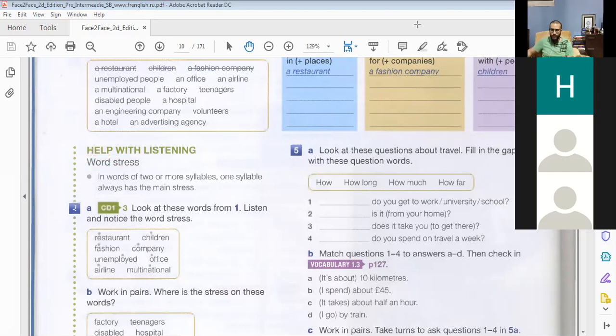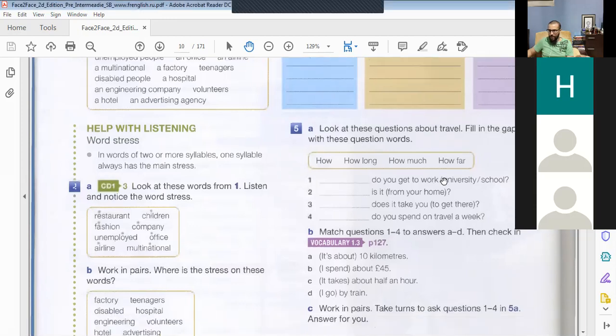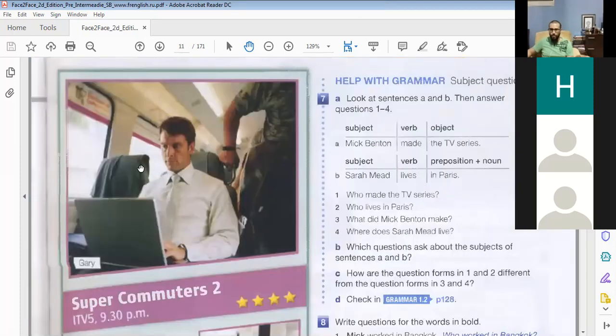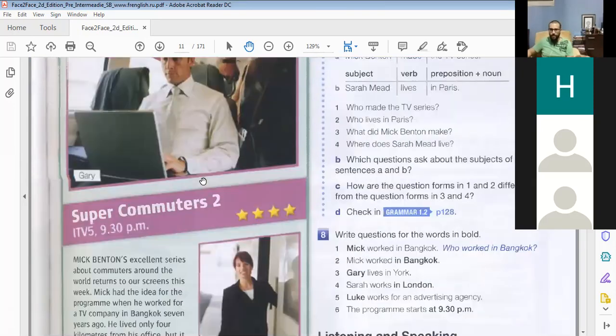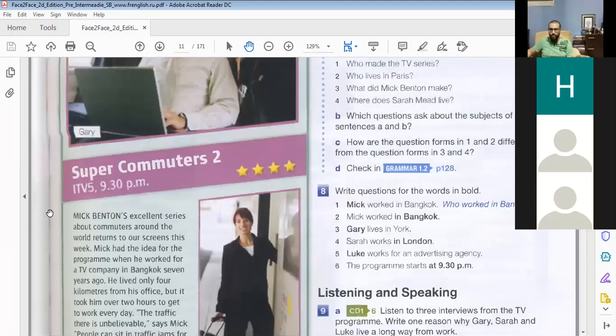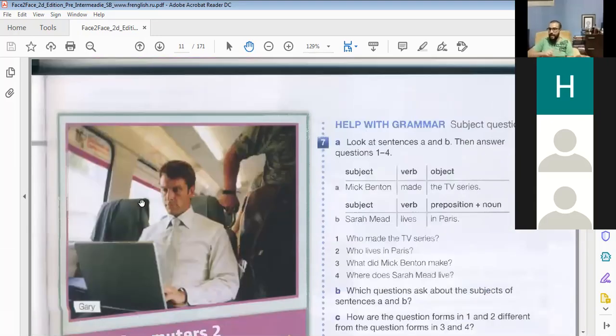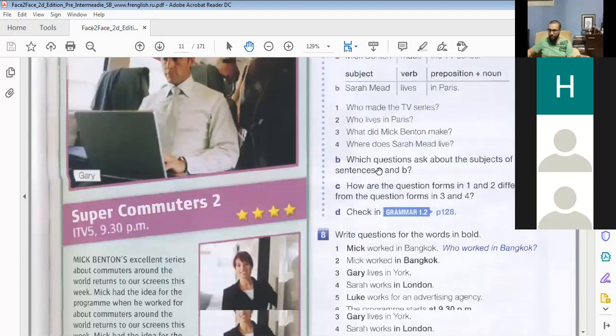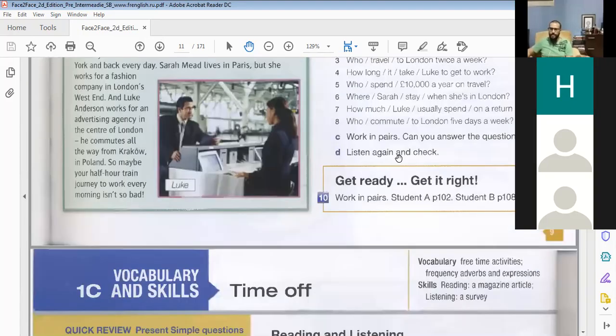So we'll do that. What else? We'll talk about travel, and we'll read about these supercommuters. We have a very nice article about two supercommuters, Sarah and Luke, and we'll find out that they commute every day from very, very far away. So this is all in our next lesson.